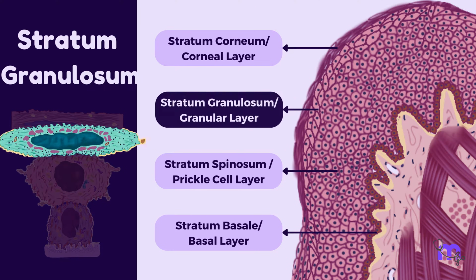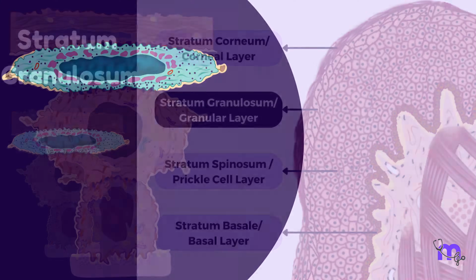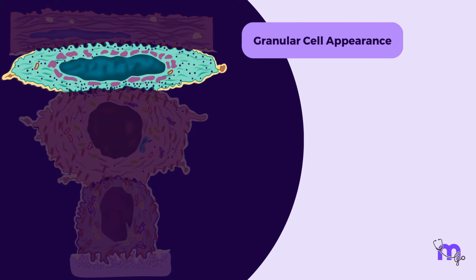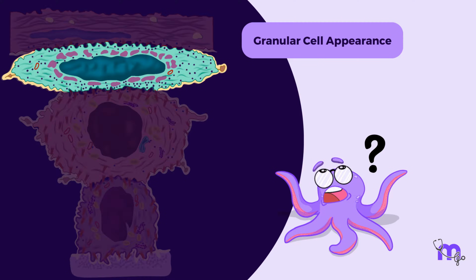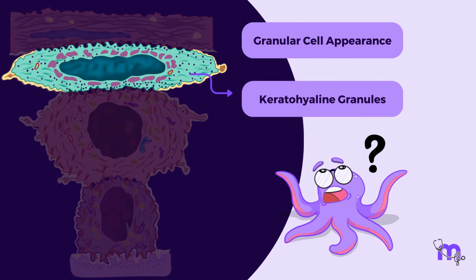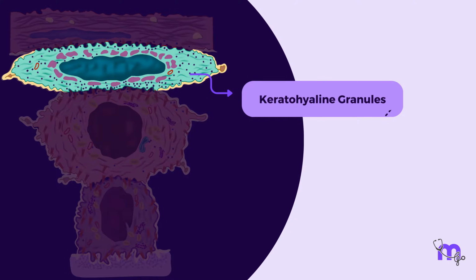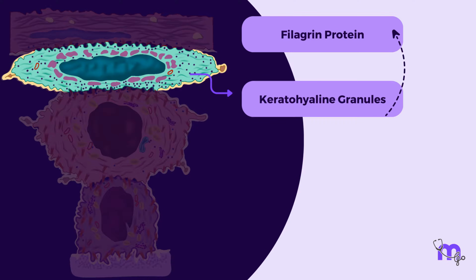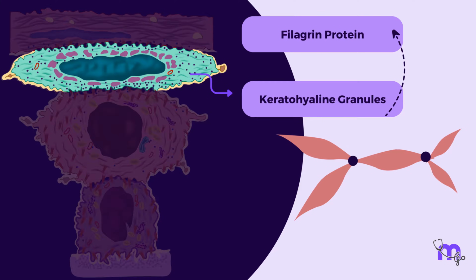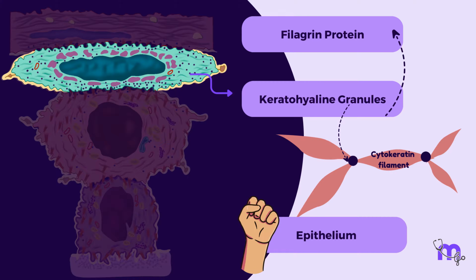Next is the stratum granulosum, named for its granular cell appearance. And why is that? The cells appear granular due to keratohyalin granules. But why do we need keratohyalin granules? These granules are rich in filaggrin proteins, which are responsible for the formation of crosslinks between the cytokeratin filaments, thereby providing strength to the epithelium.